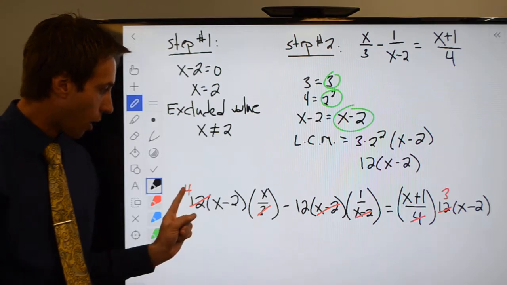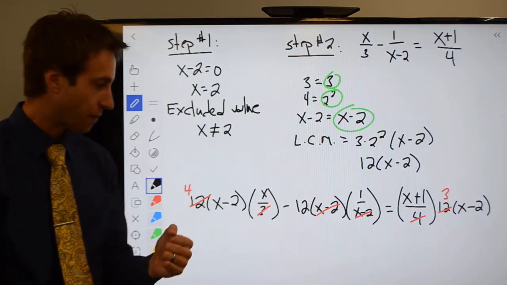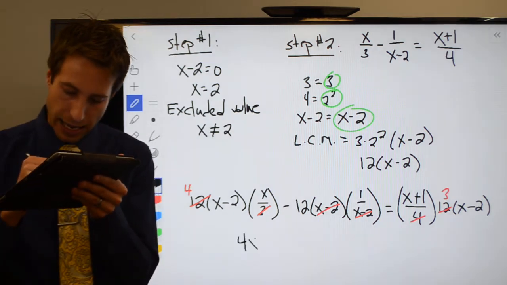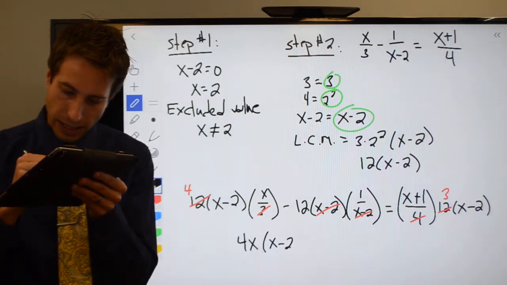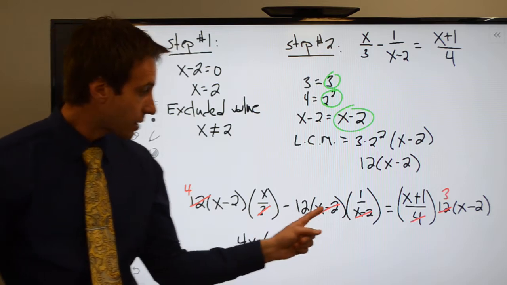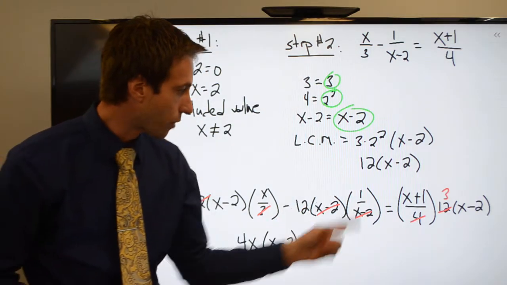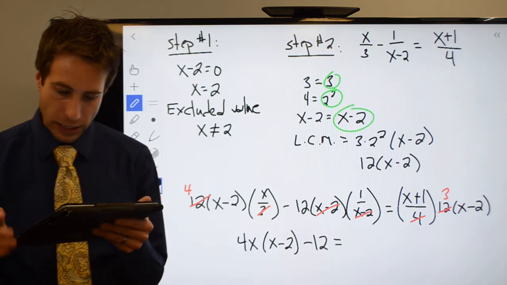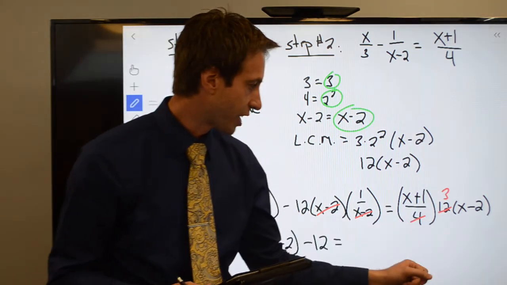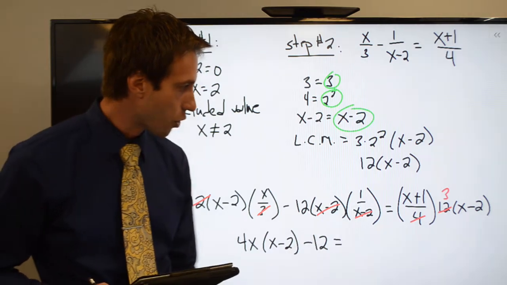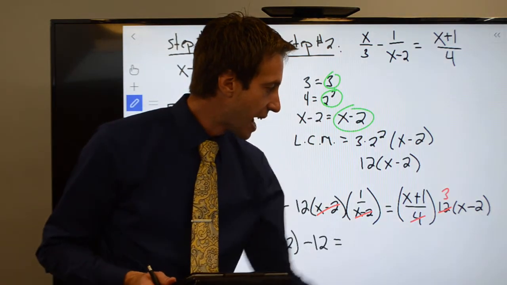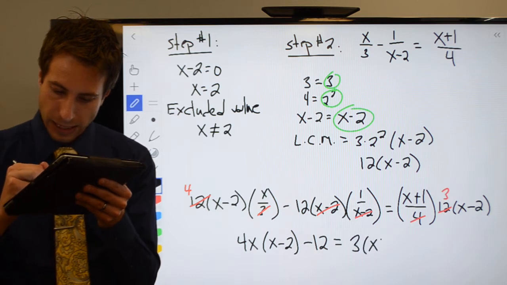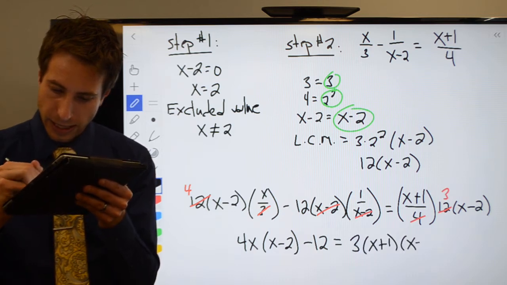I have a 4 times x, which of course is 4x, times the quantity x minus 2. So we have 4x times x minus 2. The x minus 2 is canceled. I have a negative 12 times 1, which is just a minus 12. All equal to, and then this one's a little bit trickier here. I've got that 3 left over, and then I've got this x plus 1 and x minus 2. So here's what's interesting with that. 3 times x plus 1 times x minus 2.